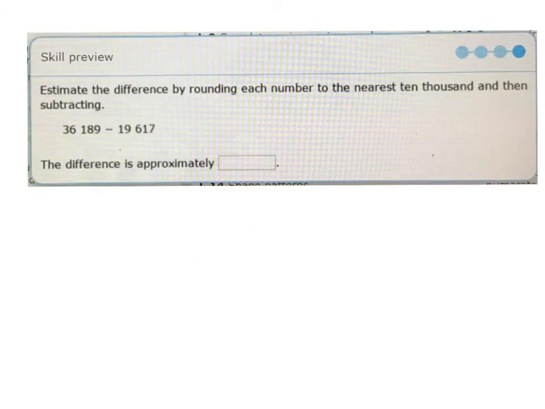4,000, as we said. This last example says, estimate the difference by rounding each number to the nearest 10,000 and then subtract. So I have 36,189. That rounds up to 40,000. Minus 19,000 rounds up to 20,000. 40,000 minus 20,000 equals 20,000.